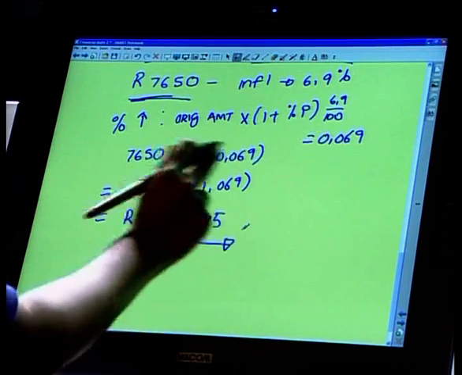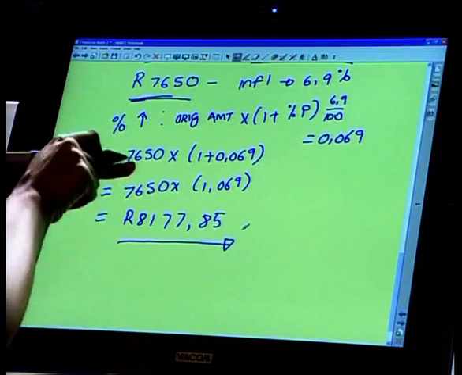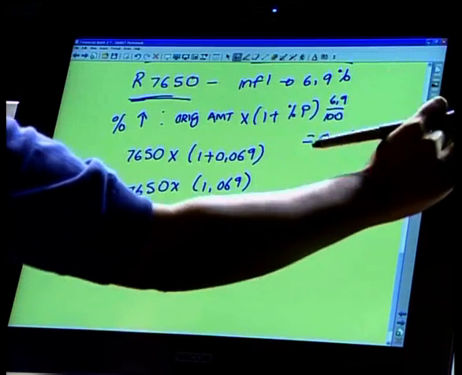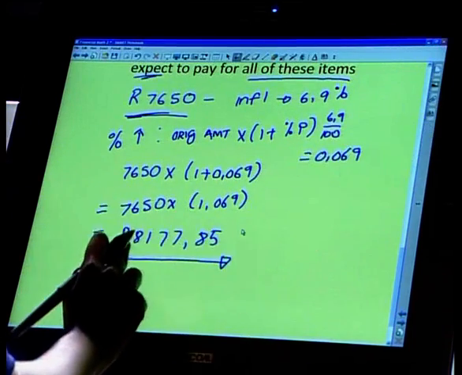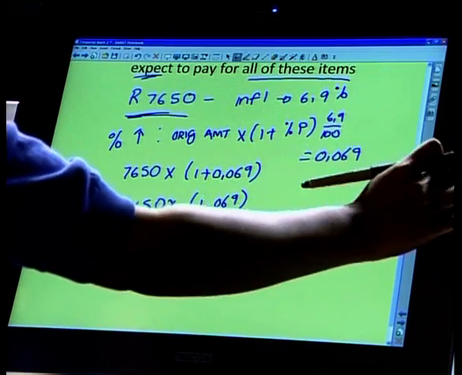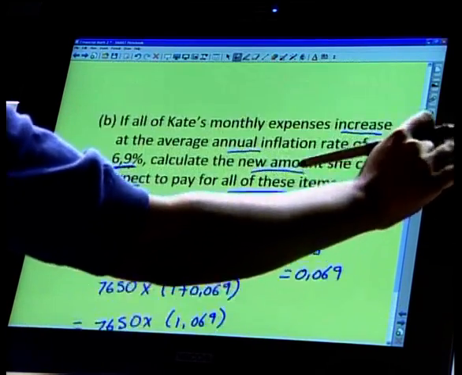And this is how much more she's going to pay. So if her expenses are now 7,650, and annually, so that means a year later, she's going to pay 8,177 Rand if the inflation rate is 6.9%. So if on average prices of all goods and services rise at a rate of 6.9%, this is what Kate will end up paying for her expenses.